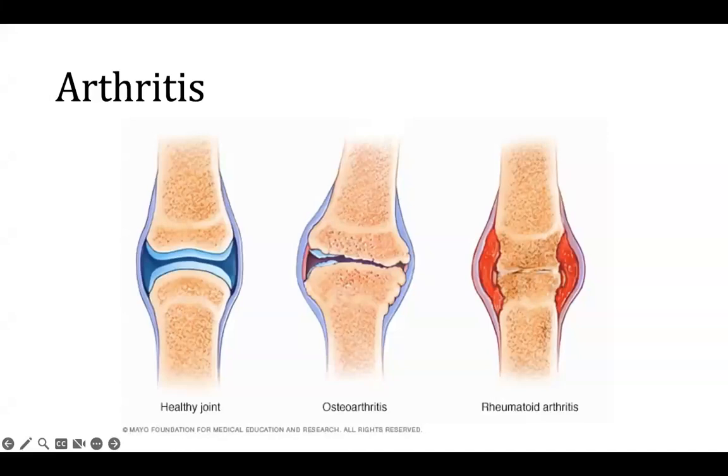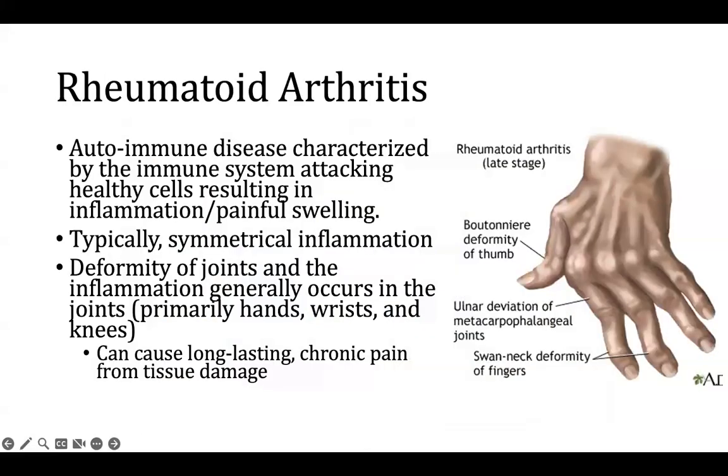So this again just kind of shows you the different types. So arthritis again is that swelling and tenderness of one or more of the joints. The main symptoms of arthritis are joint pain and stiffness, which typically worsens with age. The most common types are osteoarthritis and rheumatoid arthritis.